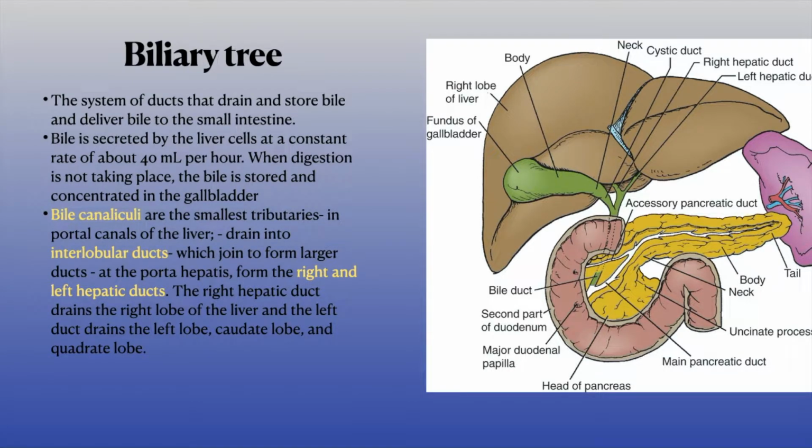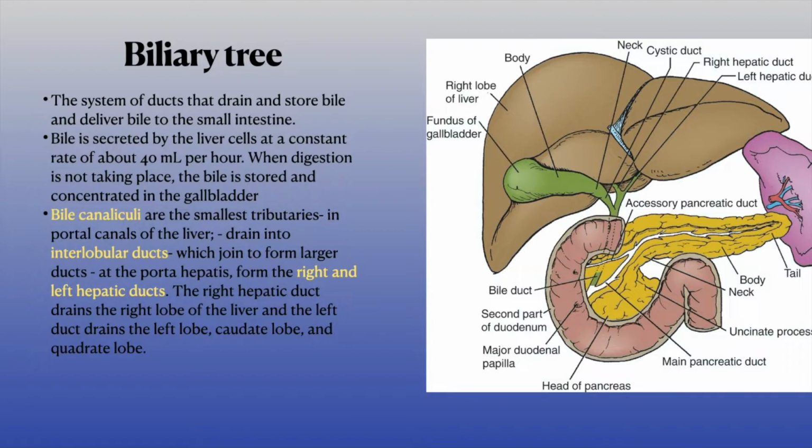The biliary tree. This is the system of ducts that drain and store bile and deliver bile to the small intestine. Bile is secreted by liver cells at a constant rate of 40 ml per hour, and when digestion is not taking place, bile is stored and concentrated in the gallbladder.